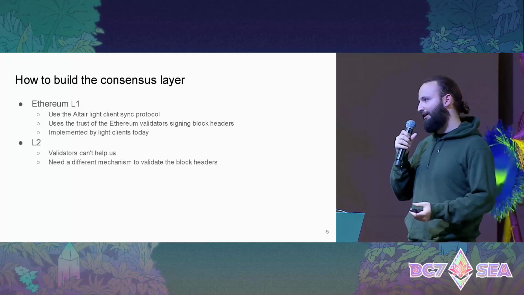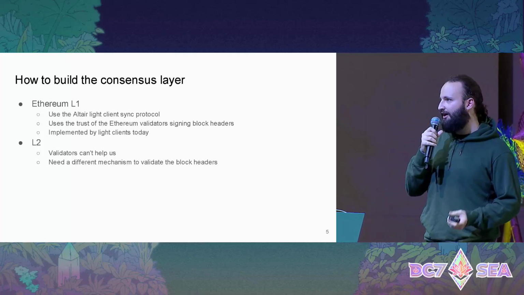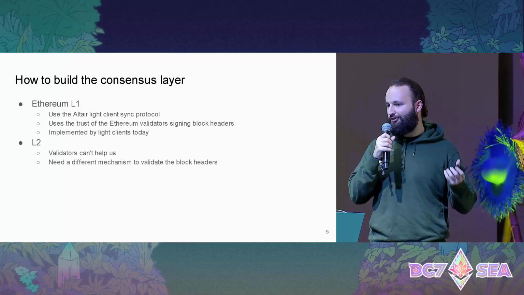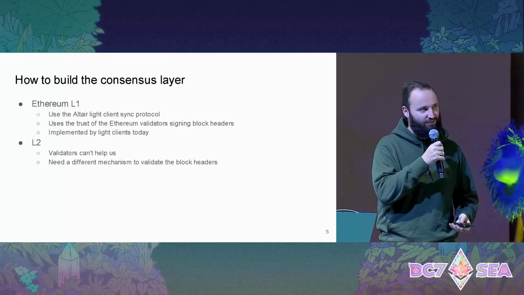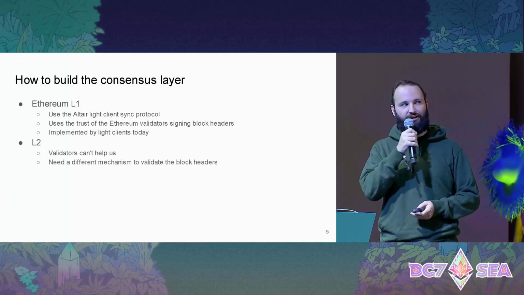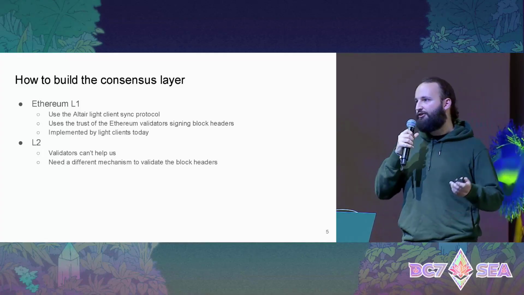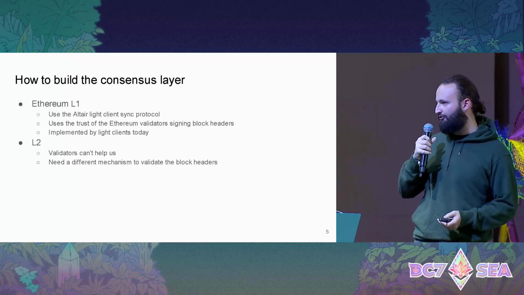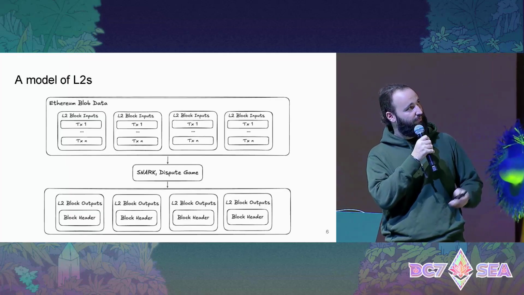How will an L2 light client consensus layer work? Well, the validators can't help us. L2s don't have validators. They use Ethereum. And the Ethereum validators don't necessarily have a particularly good understanding of what's happening in an L2, which means we need to figure out something new. And that's pretty much what we're going to be talking about today.